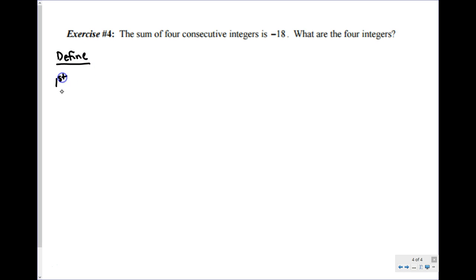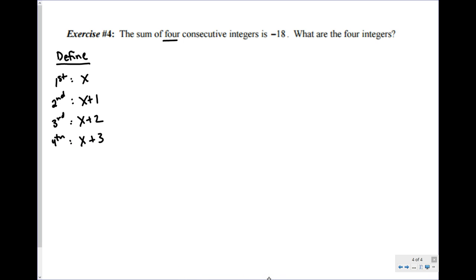Define. How many integers do we have? We have 4 of them, so that's 4 integers. The first one is always x. The second one, we have to think about, are these even or odd? No, just consecutive, so that's separated by 1. The third one would be x plus 2, and the fourth one would be x plus 3. Okay, so there's my definition.